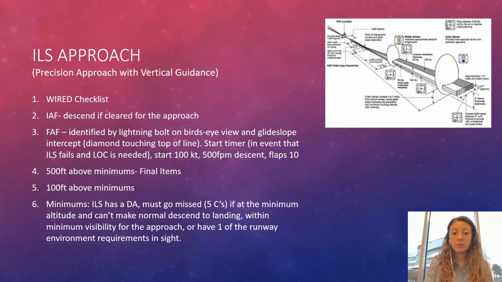And then once you get to your minimum altitude, the ILS has a DA, so your decision altitude is when you must go miss if you're at the minimum altitude and can't make a normal descent to landing within the minimum visibility, or when you do not have one of the appropriate environment requirements in sight.